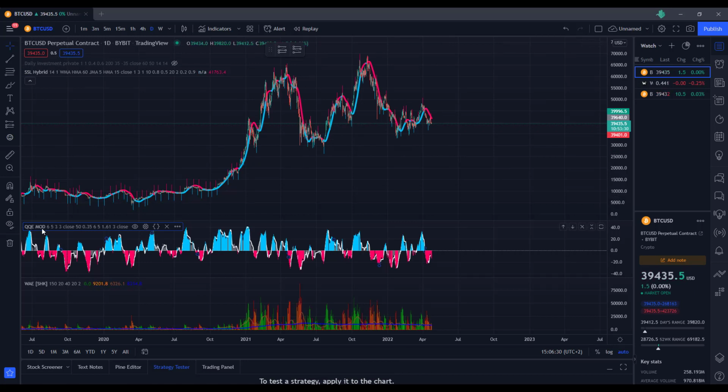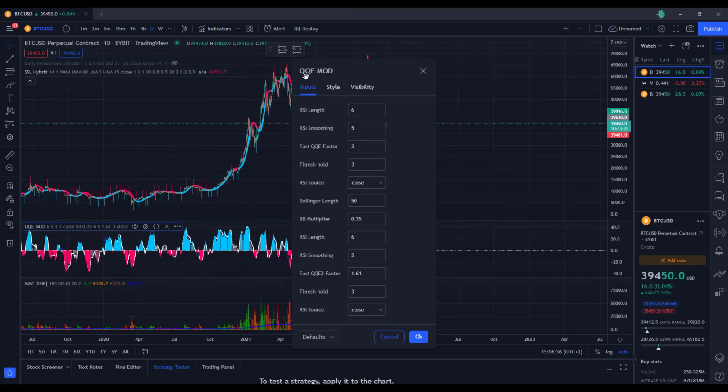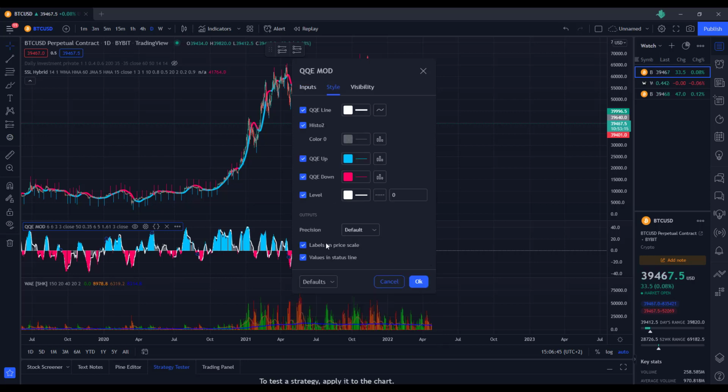Now let's go to the QQE mod and adjust some of the settings. So we're going to go to the inputs of the QQE mod, and what we're going to adjust is the RSI smoothing. It's not going to be 5, but we're going to use a 6. And besides that, we're going to go to the style and we're going to remove the level.